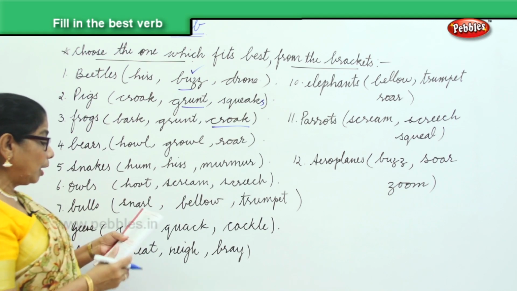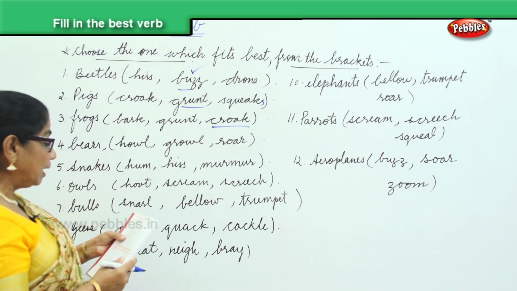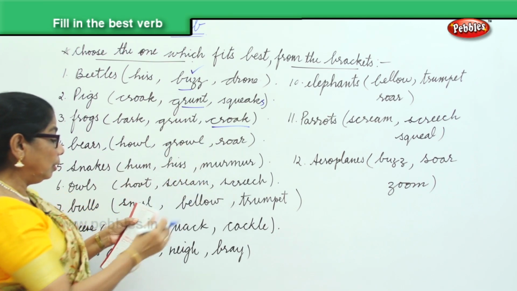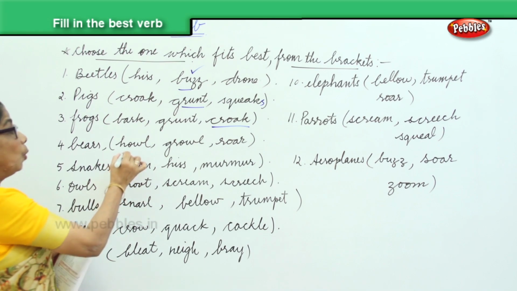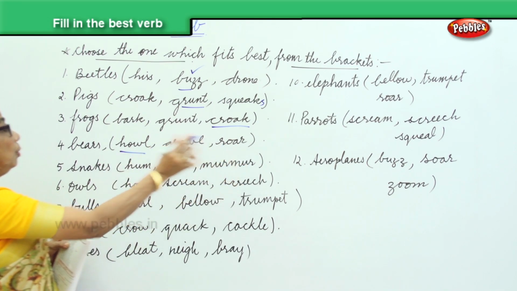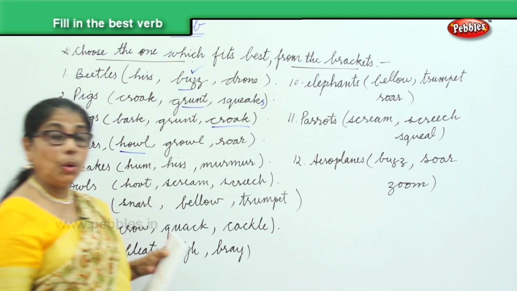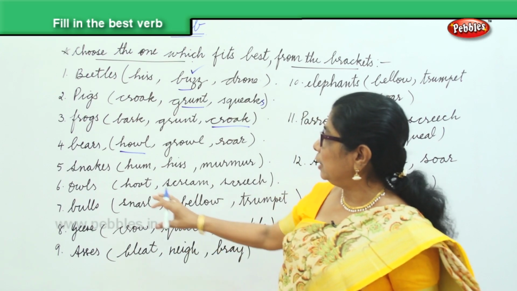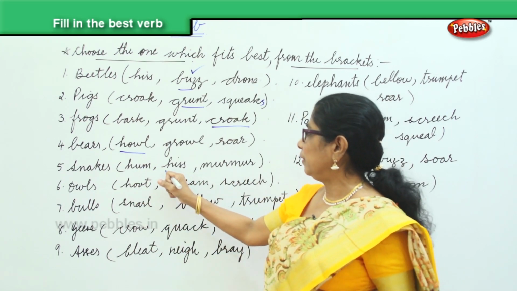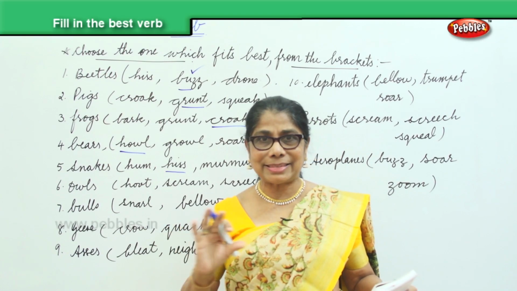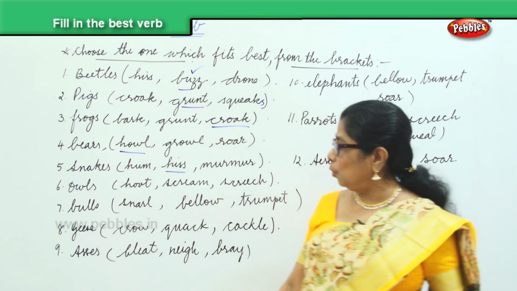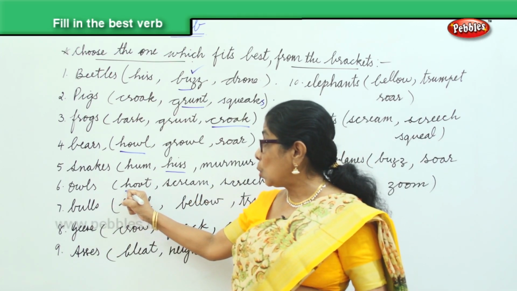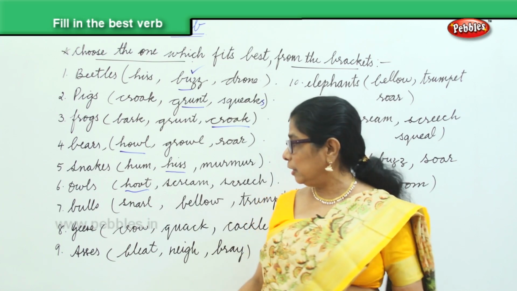Next one. Bears. What do the bears do? Bears normally howl, roar, they growl. The bears howl. They don't growl, they don't roar. You will see the howling of the bears. And the next we have snake. Everybody knows you don't say snakes hum, snake murmur. The snake hiss. Next we have owls. Do they scream or do they screech? No. Owls hoot. Hooting of the owls in the forest.